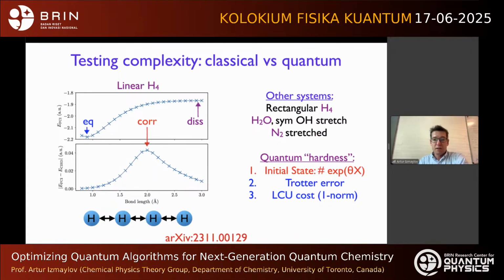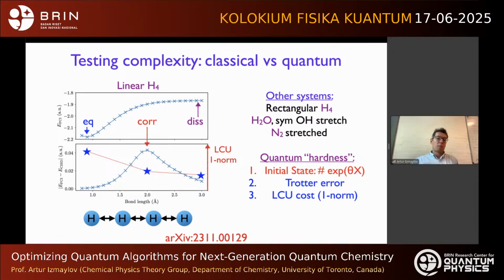And yet another very simple point here is that we looked at some small systems and tried to figure out whether there is a correlation between the difficulties that appear when we break bonds, right? So this hump here in the lower plot corresponds to the energy error. And those are the regions which are hard for classical methods. And we look at the quantum hardness. Let's say the one norm is the quantum hardness.